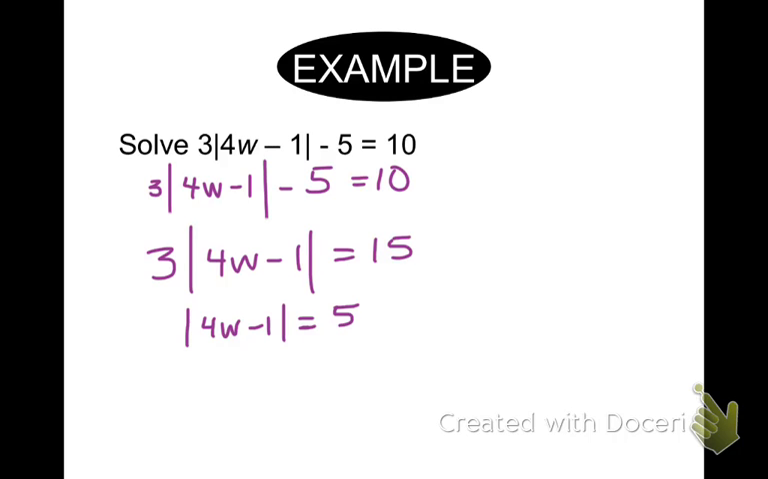I'll take the easy one. I'll do the positive version: 4w minus 1 equals 5. What's the other half? 4w minus 1 equals negative 5. There it is. Finish it up.